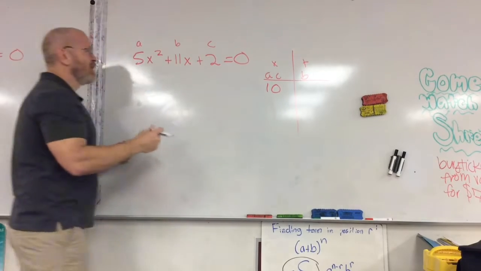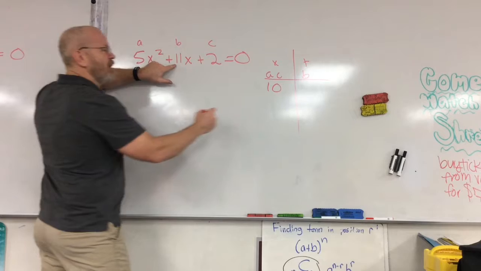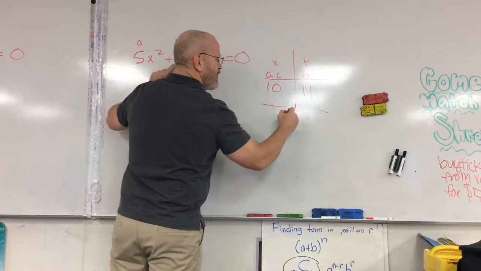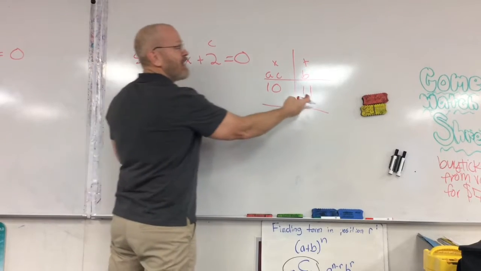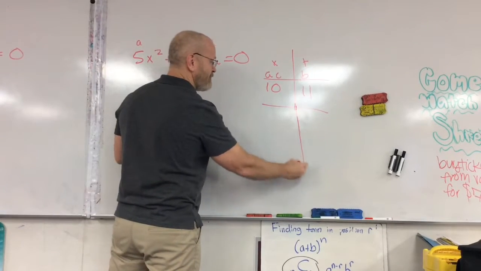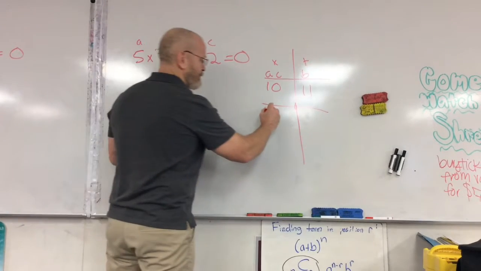So we're looking for two numbers that multiply to 10. In addition, we want them to add up to 11. They're adding up to a positive and multiplying to a positive, so we know they're both positive. Can anyone think of two numbers that add up to 11 and multiply to 10? 10 and 1.